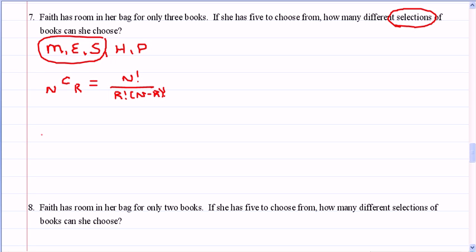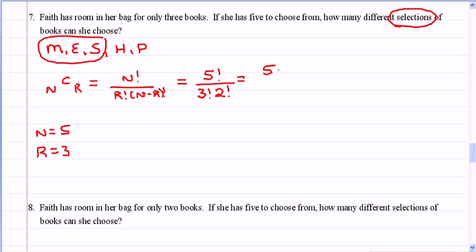So our n is how many books we have to choose from, which is 5. So our n is equal to 5. Our r is how many that we're actually choosing, which is 3. So n is 5 and r is 3. So n factorial is 5 factorial. r factorial is 3 factorial. And then we take the difference between those two numbers, which is 2.